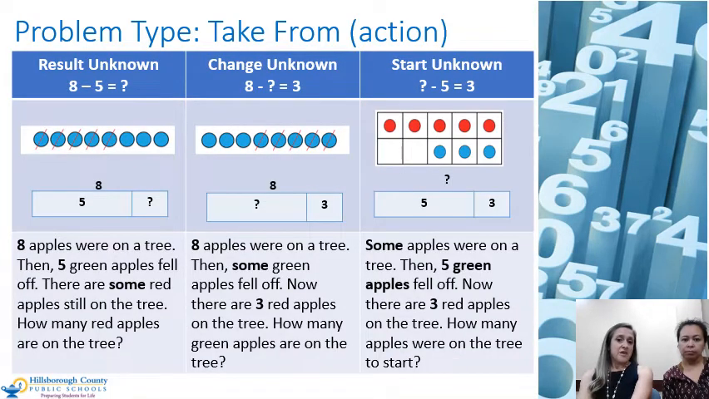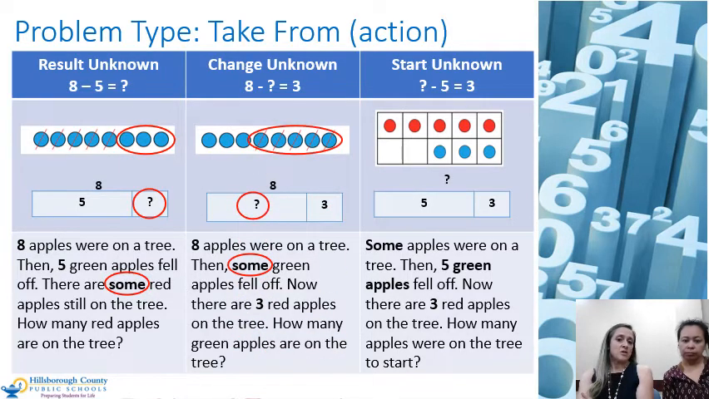So then we have the take from problem type, which is the opposite of the add to. And so as we see here, it's going to be important for students to identify where the unknown is. So the unknown is going to be in different positions, but students need to be able to identify where is the unknown in the word problem? Where is the unknown in my concrete representation or in my picture? And then eventually, where does the unknown go in my equation? And again, being able to connect those pieces.